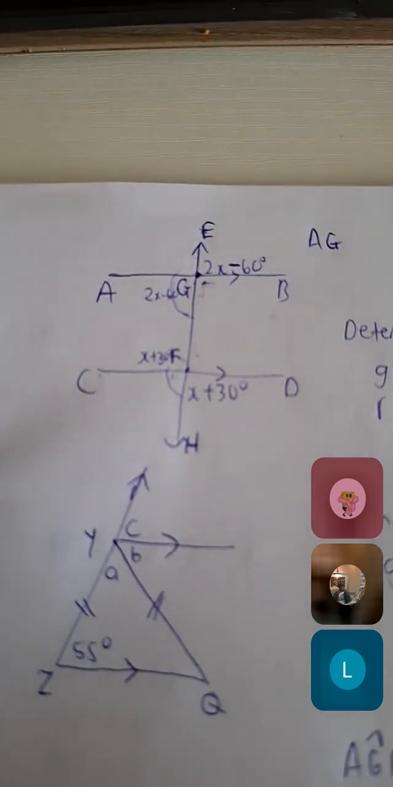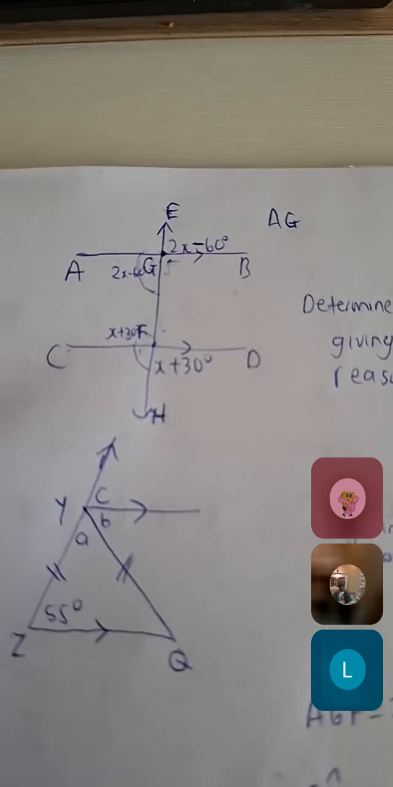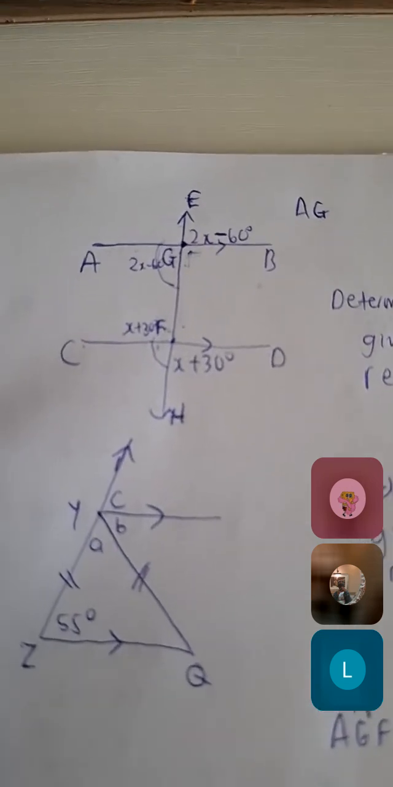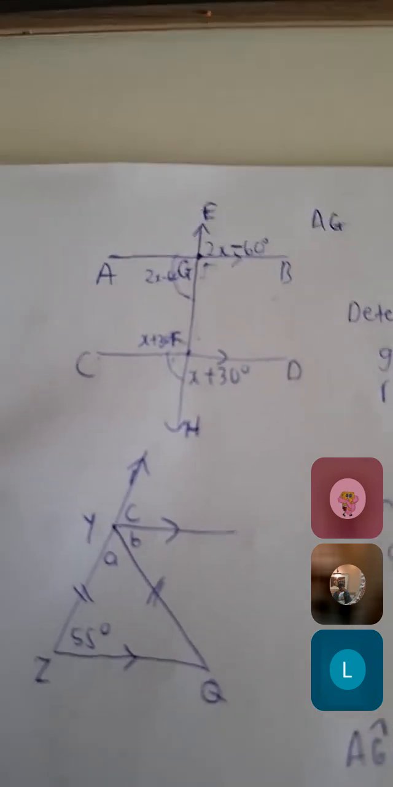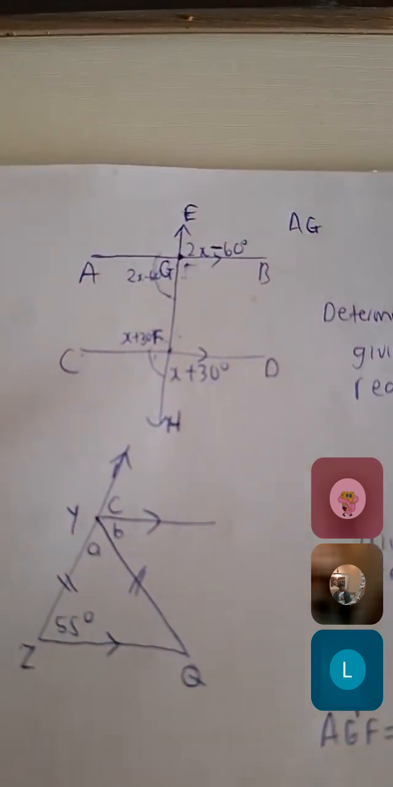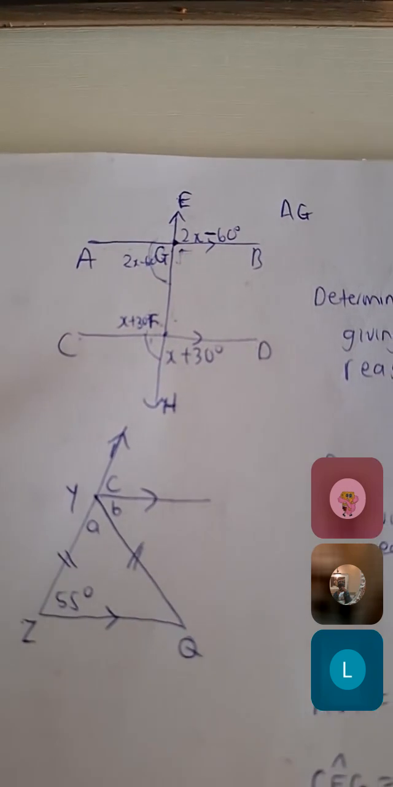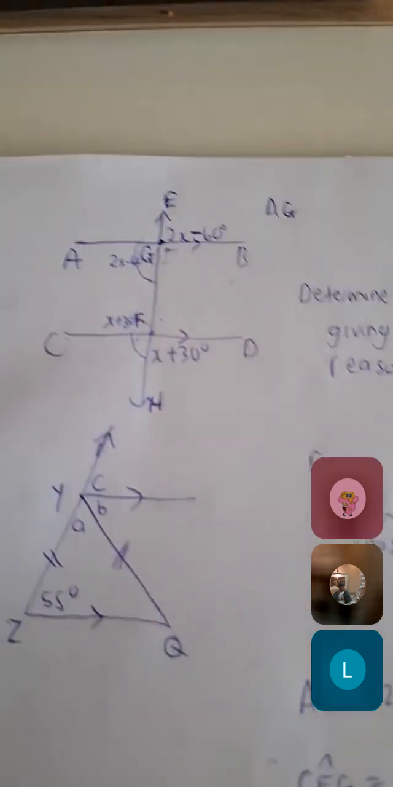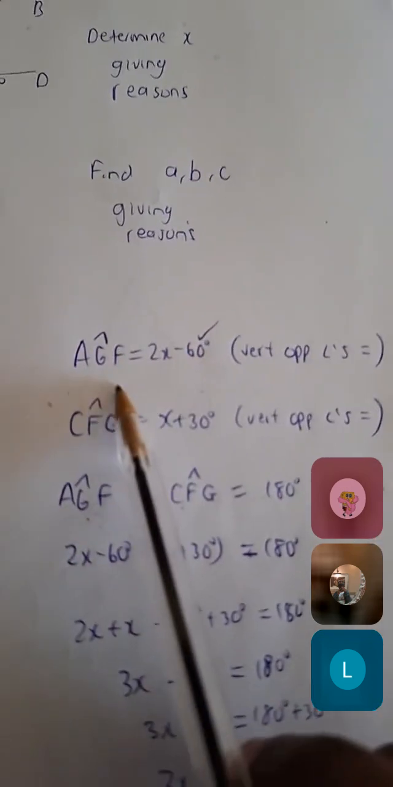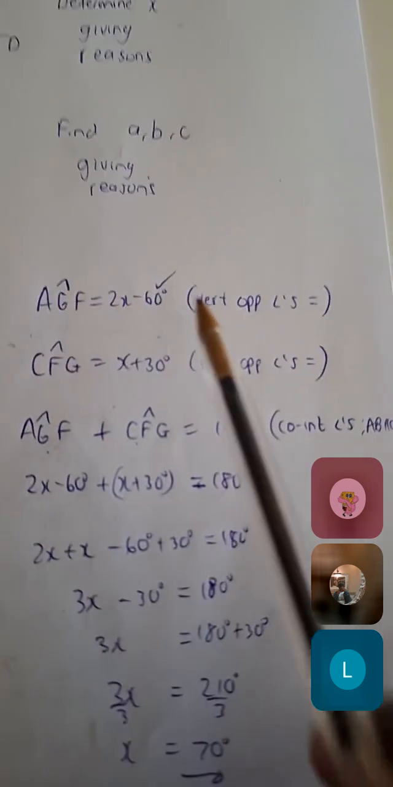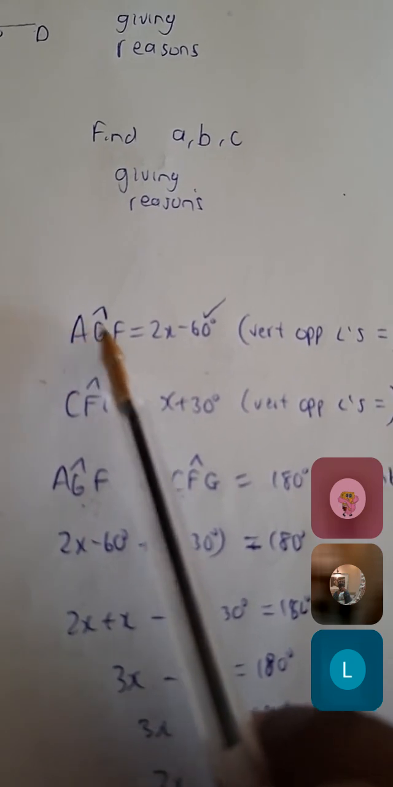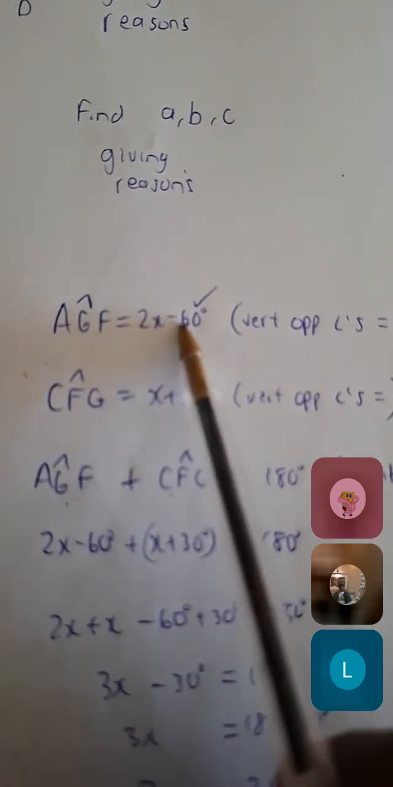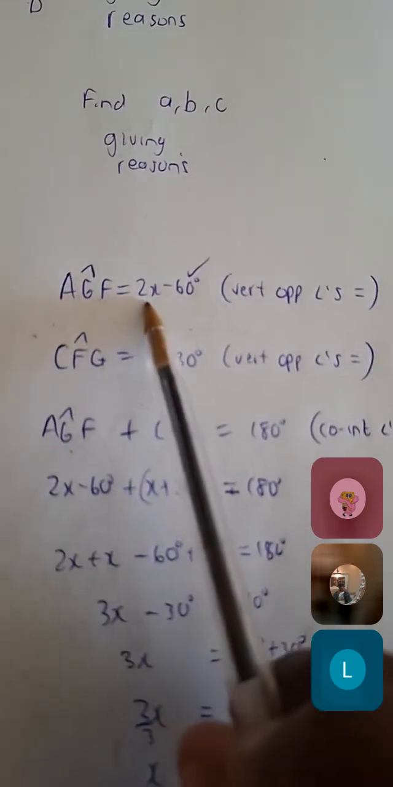Otherwise, if you're not specific, I cannot know what you're talking about. Even though the teacher knows, you need to treat me as if I know nothing. When you write down, I need to be able to follow along. For instance, the first thing you said was angle AGF is equal to 2x minus 60 degrees.